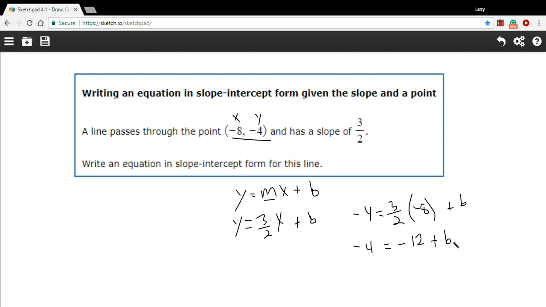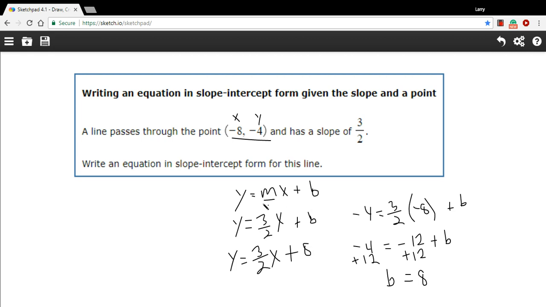Now I want to solve this for b, so I'm going to get rid of this -12 by adding 12 to each side. And what we're going to get here, -4 plus 12 is 8, so b equals 8. So our equation for our line then is y equals 3 halves x plus 8.